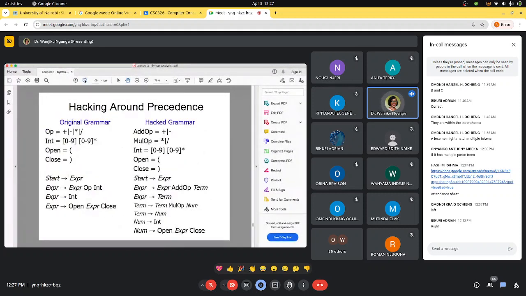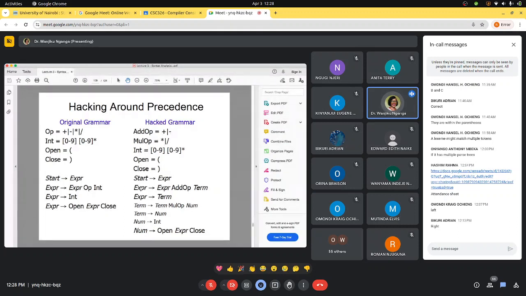So let's see how that has happened. We've created two precedence levels. We've grouped operators into two. We have the add operators, that's plus and minus, as one level. Then the second precedence level has the times and the division. We said the thing is to create a non-terminal for each level. So we have addop as the non-terminal for this level, and mulop is the non-terminal for this level.